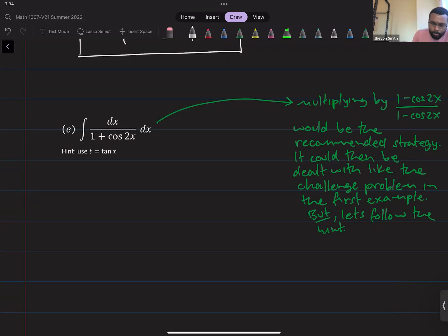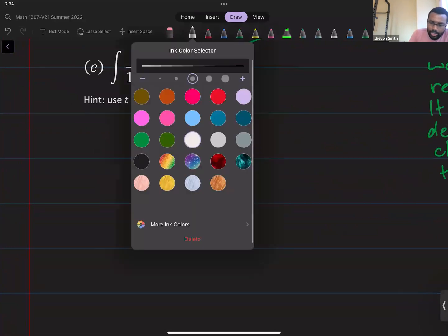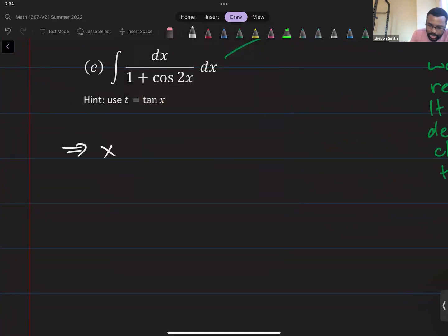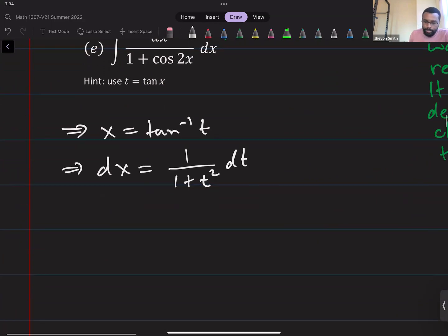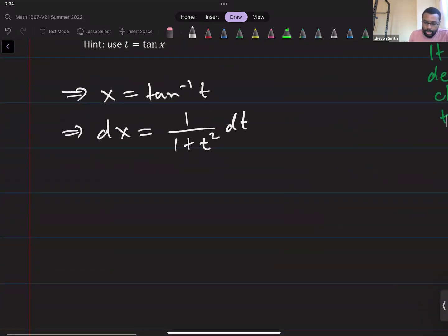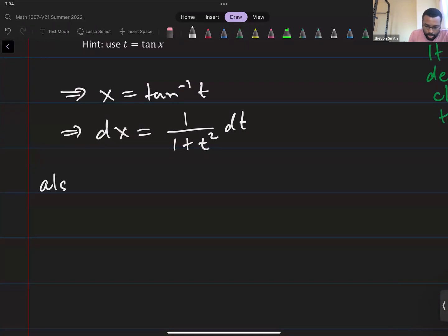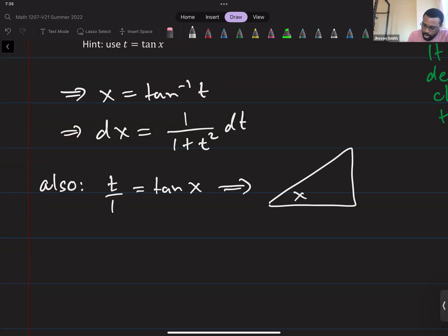This one's a little bit more straightforward. If I use t equals tan x, this of course would mean that your x is tan inverse of t, which means that dx can be replaced by 1 over 1 plus t squared dt. You don't have that multiplication by 2 because I didn't take the half angle. On top of that, if t over 1 is equal to tan x, then there's a triangle here where the angle is x. This is opposite over adjacent, so the hypotenuse is going to be the square root of 1 plus t squared.